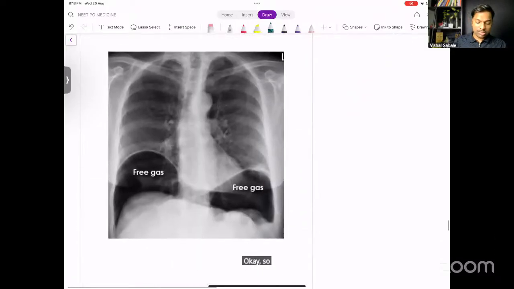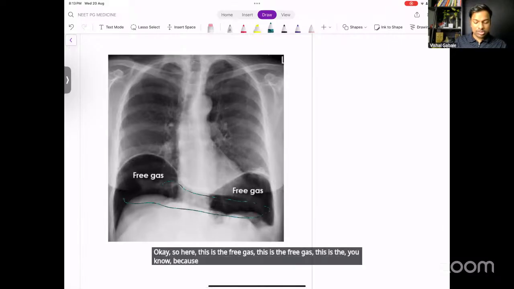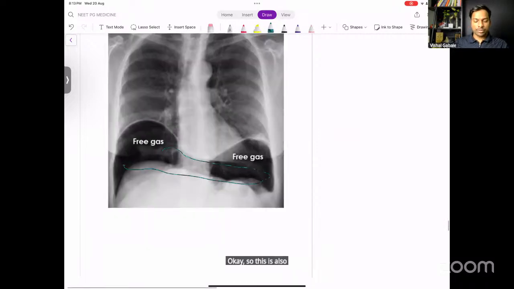So here, this is the free gas. This is the free gas. Because of this transverse column, this is looking like a continuous diaphragm sign. So this is also the perforation.